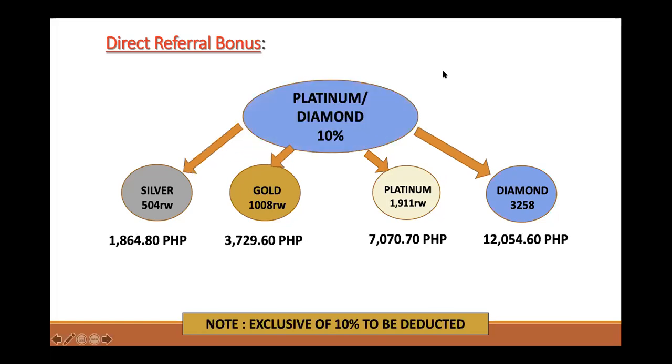Then we take a look at platinum and diamond account, where the referral bonus is 10%. Similarly, diamond or platinum, you sponsor silver, you get 1864. And then diamond to diamond, you get 12054.6. That is gross income, exclusive of 10% to be deducted, exclusive of BIR, PH tax to be deducted. All right, clear? That is direct referral bonus.